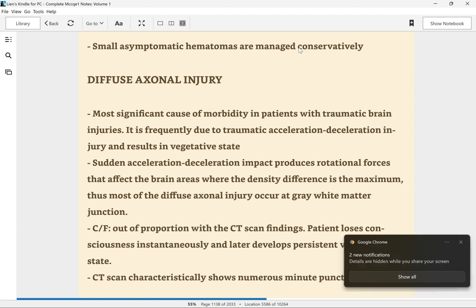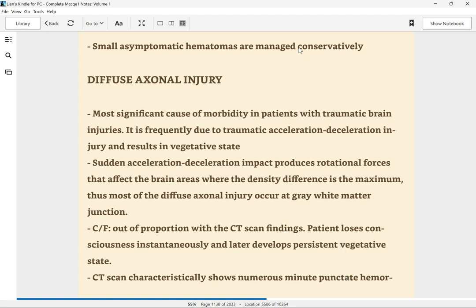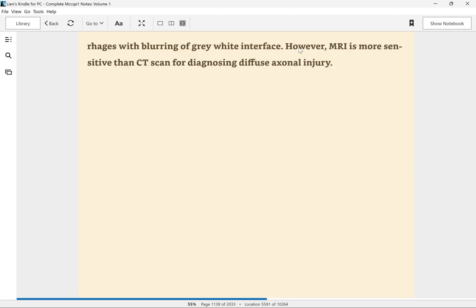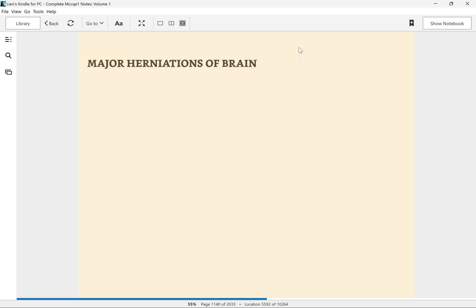Clinical features out of proportion with the CT scan findings. The patient loses consciousness instantaneously and later develops a persistent vegetative state. CT scan characteristically shows numerous minute punctate hemorrhages with blurring of the gray-white interface. However, MRI is more sensitive than CT scan for diagnosing diffuse axonal injury. Major herniations of the brain. Transtentorial, uncal herniation.